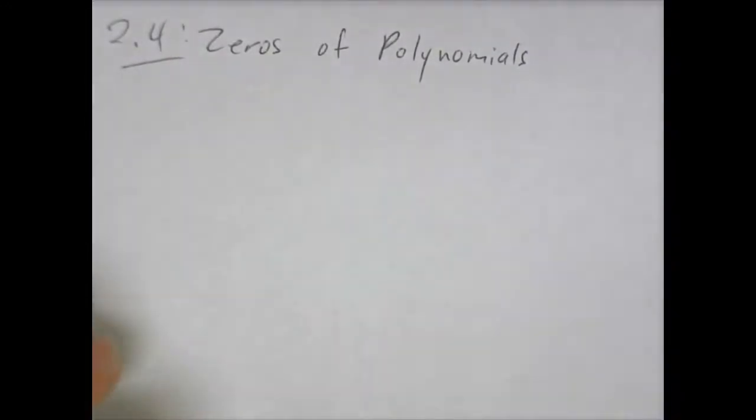Right, in this video we're gonna be talking about section 2.4, zeros of polynomials.